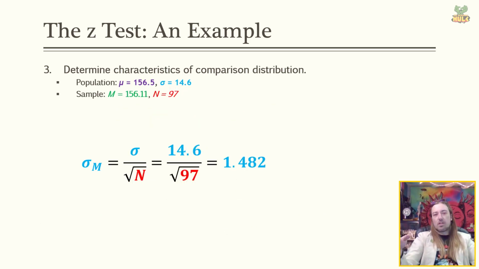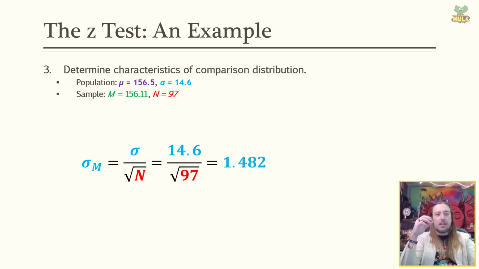Determine the characteristics of your comparison distribution. Okay, so here are the values that we already had. The mean of the population was 156.5. The standard deviation of that population was 14.6. The sample average was 156.11, and the sample size was 97. Now, remember that the z-statistic formula uses standard error, not standard deviation, because the variability of that comparison distribution is different from the variability of the raw scores.